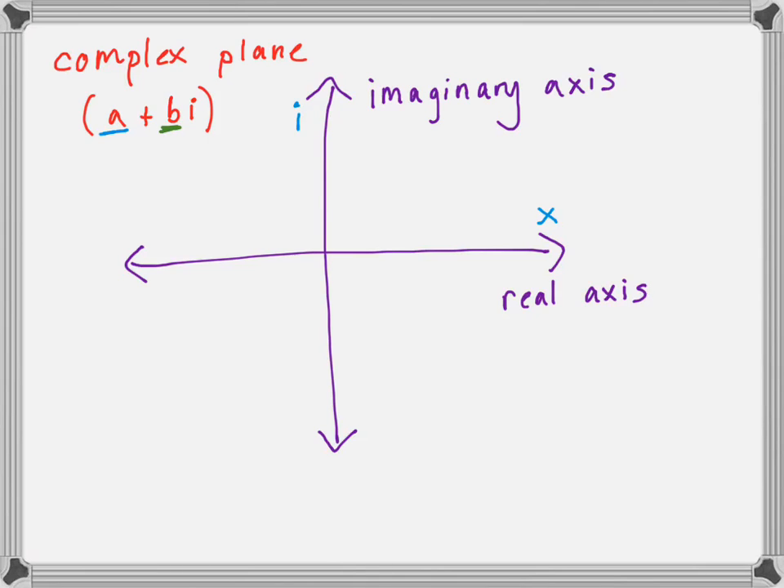So if we just pick a random point, let's say right here, and let's say that on the real axis, x is at 3, and then on the imaginary axis, i is at 2. Then if we use this point, we can know that this point is also at 3 plus 2i. So basically we have 3 in the real axis plus 2 on the imaginary axis. So that's kind of what the complex plane is going to show you.